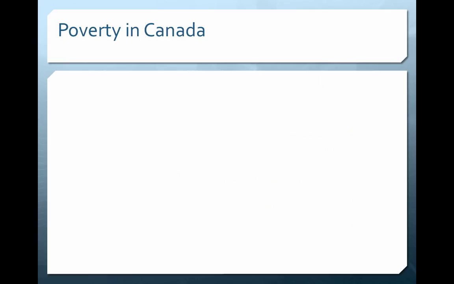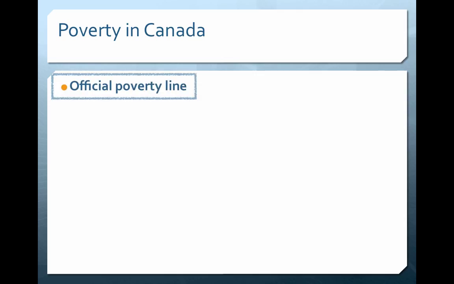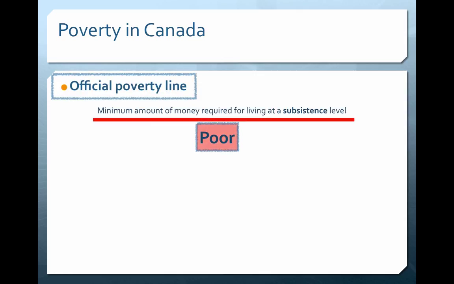Bye now. Okay, we're going to look here at poverty in Canada, and there is what's known as, or at least we think there is, an official poverty line, and this is based on what is considered to be the minimum amount of money required for living at a subsistence level in Canada. But Canada has no official definition of poverty. There's no official way of measuring poverty and no official poverty line.